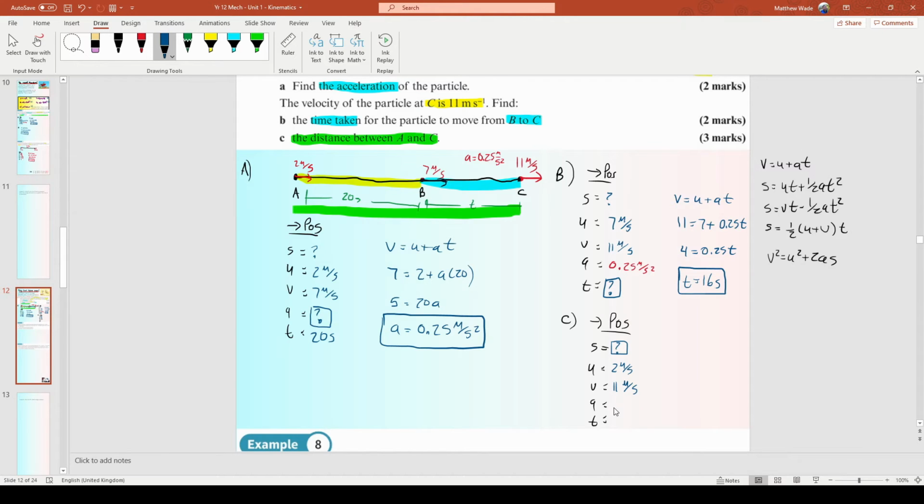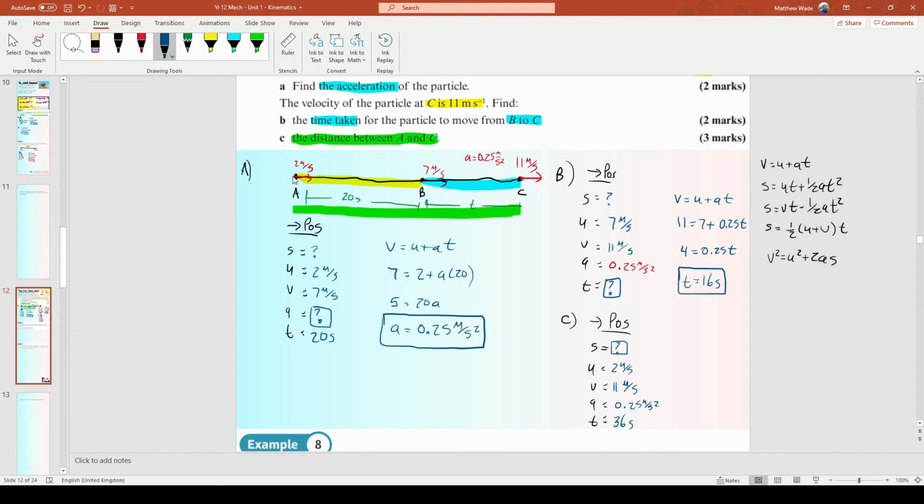The acceleration, do we know that? Yeah, it's a constant 0.25 meters per second squared throughout. Do we know the total time? Well, actually, we do. I think we do. Don't we know it? Yeah, 20 plus 16, so it's 36 seconds. We know that as well, don't we? But we don't even need that. We had enough with just this.